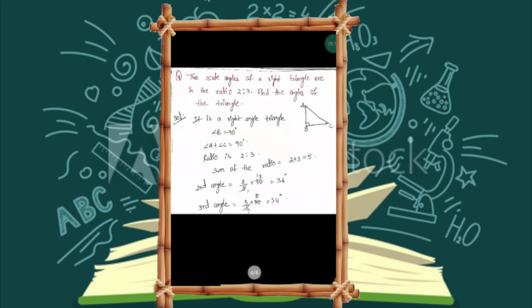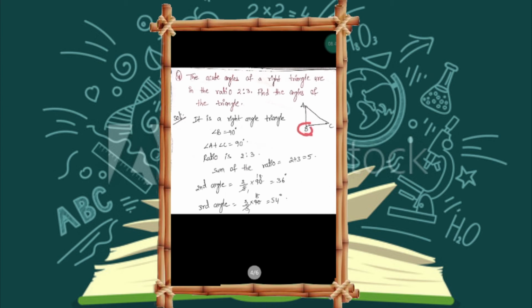Now we can find out the remaining two angles. Those are the acute angles. But they did not give the angles. They gave the ratio. Find the angles of the triangle. It is a right angle triangle. Angle B is equal to 90 degrees. Already I can write the symbol here. Now angle A plus angle C is equal to 90 degrees. Why? Because the sum of three angles is equal to 180. Already angle B is 90. 180 minus 90 is nothing but 90 degrees.